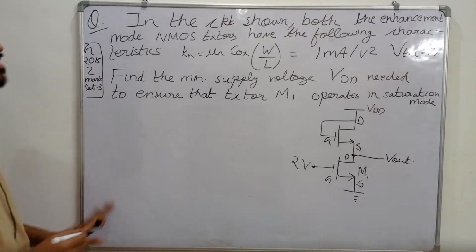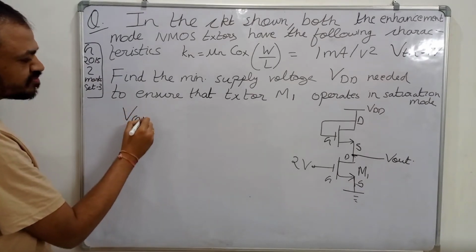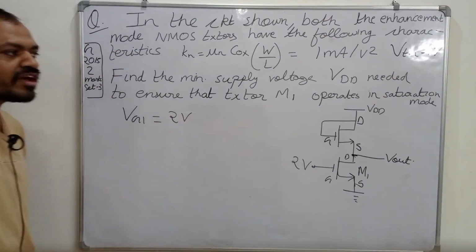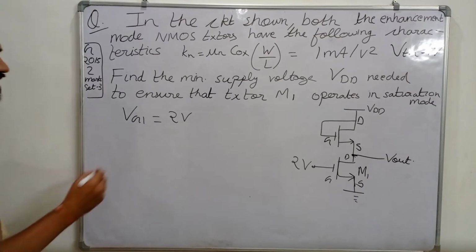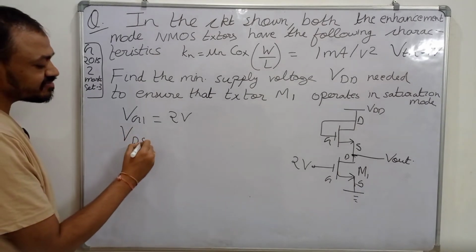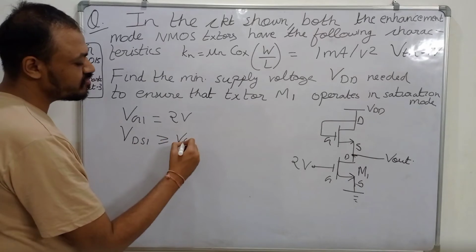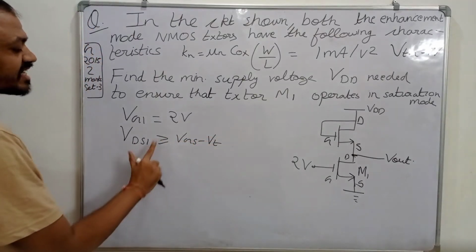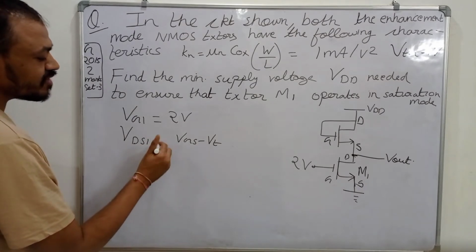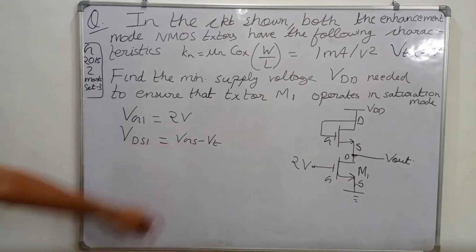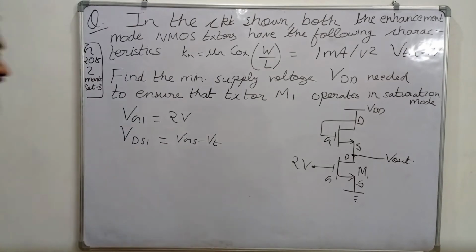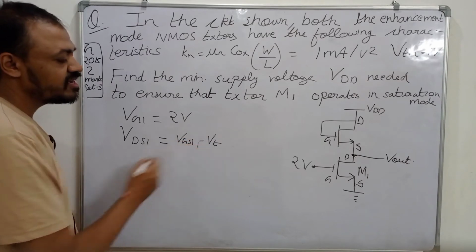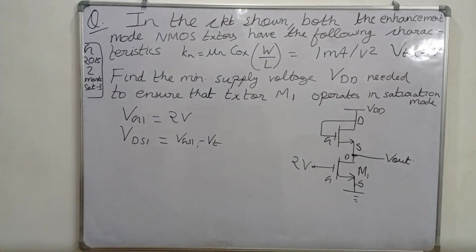So if we see, then VG1 is given as 2 volt, and for the transistor M1 to operate in saturation, VDS1 must be greater than or equal to VGS minus VT. VT is the threshold voltage. So just at the edge of saturation, VDS must be equal to VGS minus VT. Just at the edge of saturation.